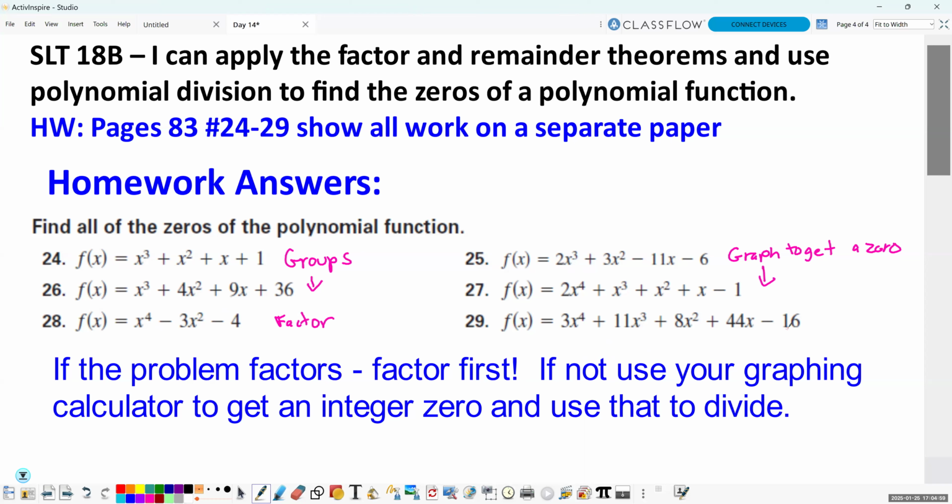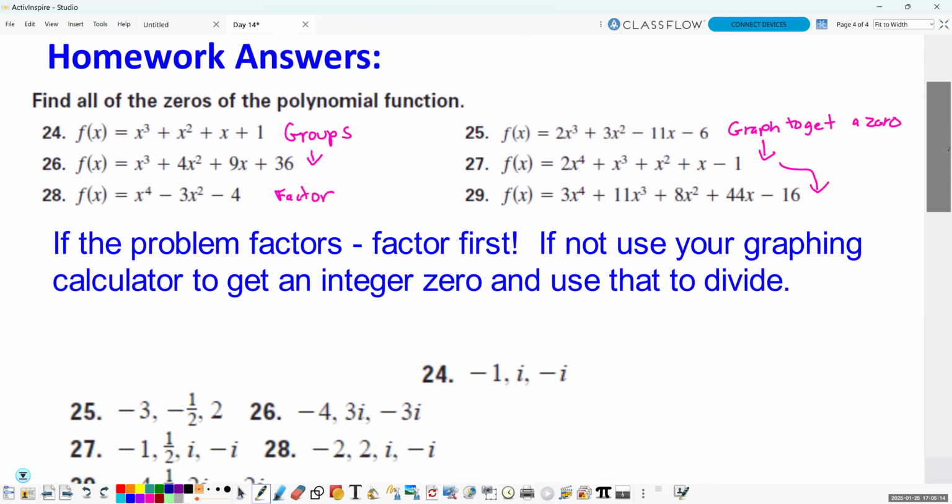And again, I've got way too many terms here in number 29. I'm going to need to graph 29 to get a 0. I'm going to slide the page down so you can see the answers. I do expect there to be the same amount of work as we had for our 4 classwork problems and our warm-up problem.